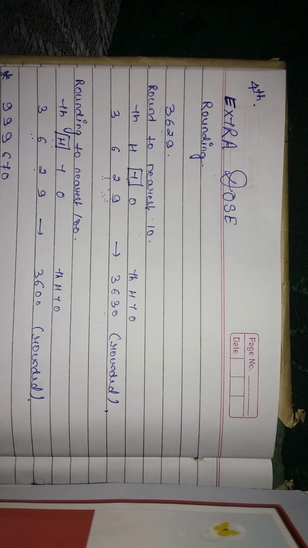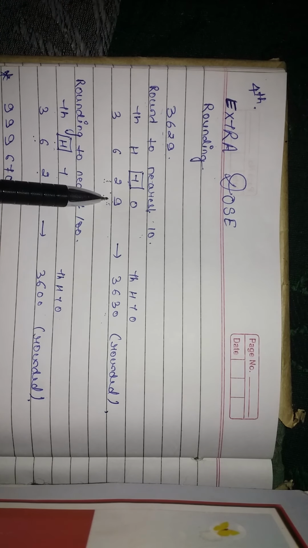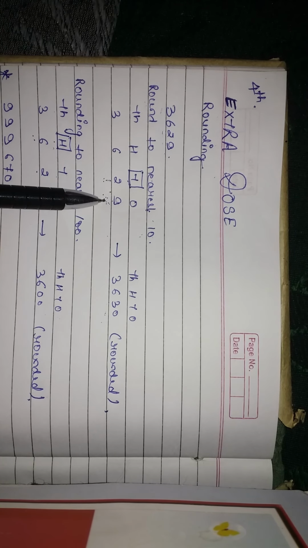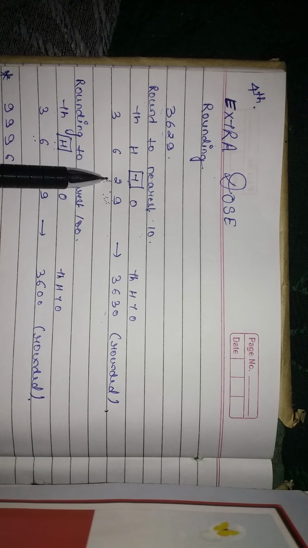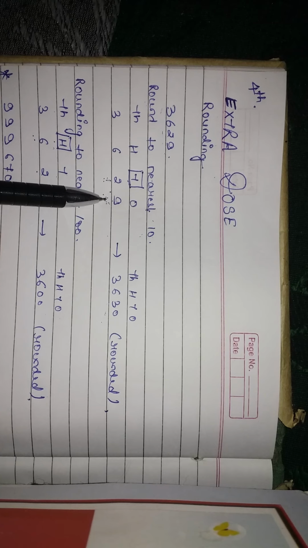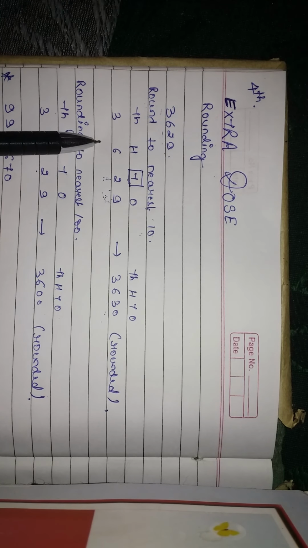The second step is to check the number just right to your rounding place. So the number just right to your rounding place is 9. Now check it whether it is greater than or equal to 5. 9 is greater than 5, therefore you have to add 1 to the number at the rounding place and make all the numbers right of the rounding place 0, while the numbers on the left hand side of the rounding place will remain as it is.